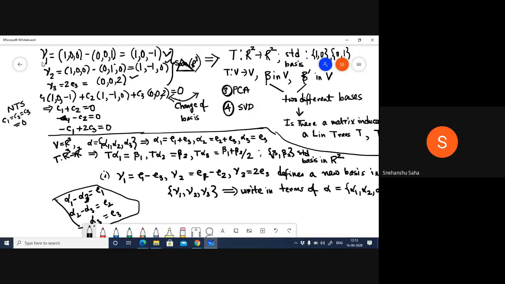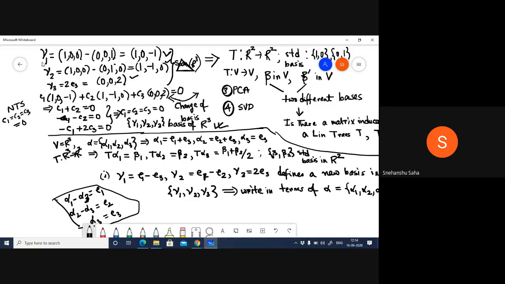From this, I can clearly see that C2 equals 0. Plug it in here, I get C1 equal to 0. Plug it in here, I get C3 equal to 0. So it's almost trivial to see that if you solve these three equations, the only feasible solution is that all three of these are 0. And therefore, gamma 1, gamma 2, gamma 3 is actually a basis of R3.